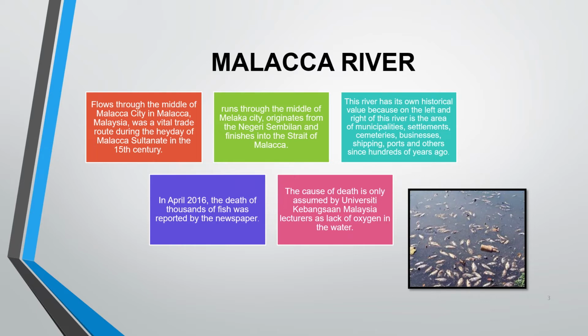But the environmental pollution situation of the Malacca River was very badly affected in 2016. The death of thousands of fish was reported by the newspaper. After the case study, the cause of the fish deaths was assumed by lecturers from Universiti Kebangsaan Malaysia to be a lack of oxygen in the water due to the pollution.